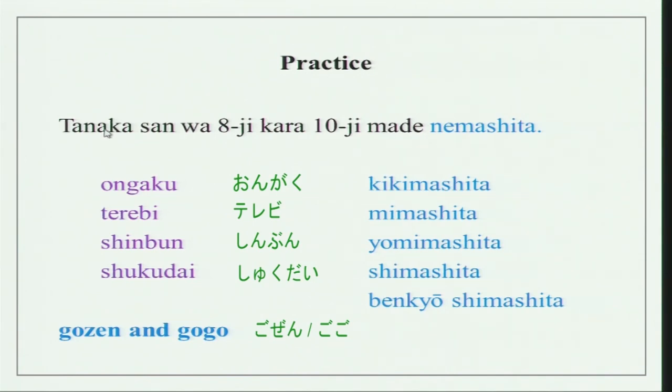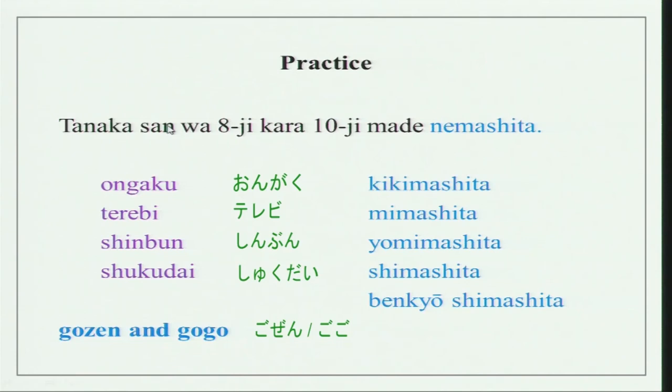Again, you can try Tanaka-san wa 8 ji kara 10 ji made terebi o mimashita. Terebi is television, terebi o mimashita. Mimashita is to see. Once again, Tanaka-san wa 8 ji kara 10 ji made shimbun o yomimashita. Shimbun is newspaper, yomimasu is to read.